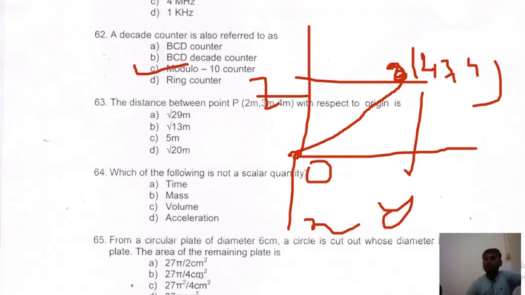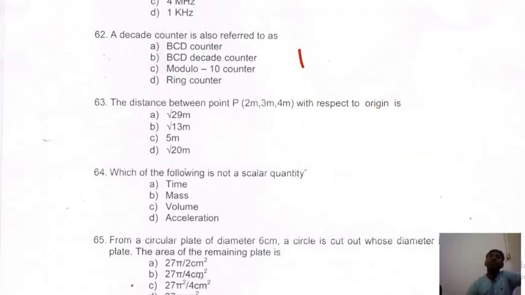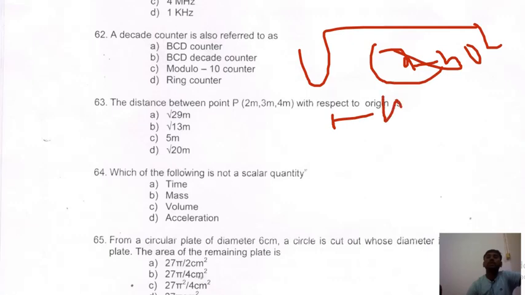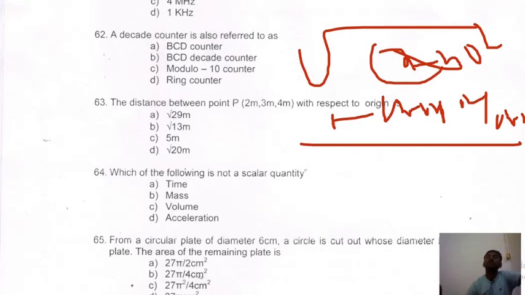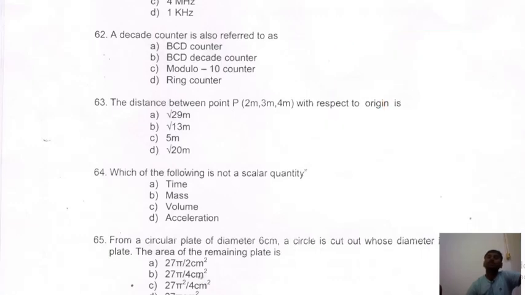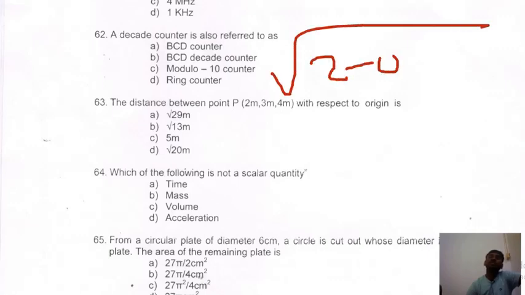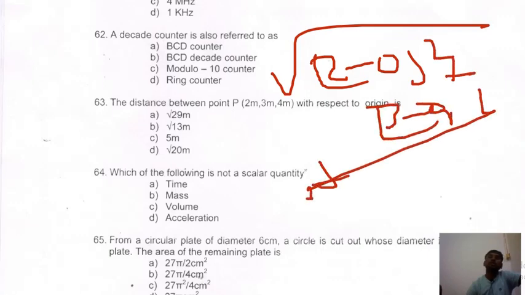Okay, so let's come. The coordinate formula is the square root of (x1 minus x1') whole square plus (x2 minus x2') whole square plus (x3 minus x3') whole square. This coordinate formula is there. So according to this, what will come, root under all, the second is the origin. So 2 minus 0 whole square plus 3 minus 0 whole square plus 4 minus 0 whole square, root under all.